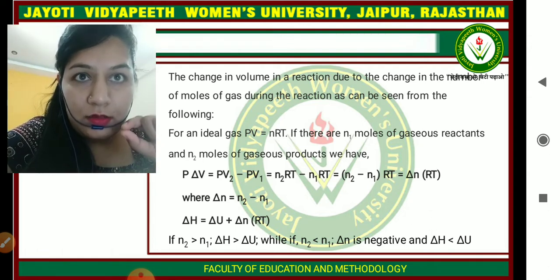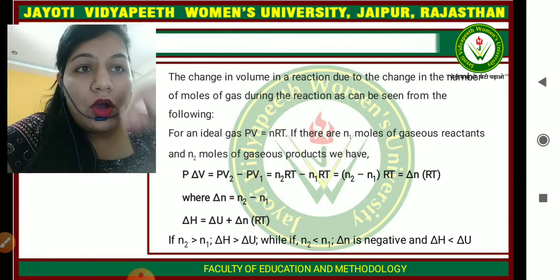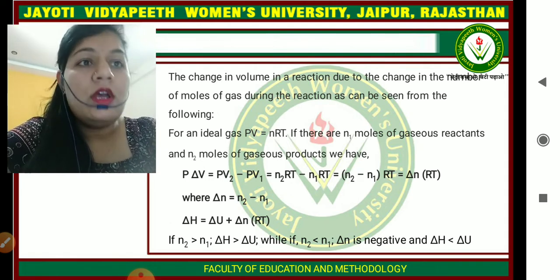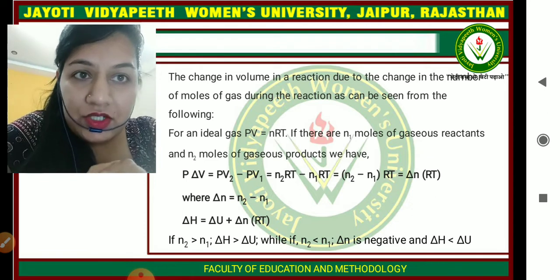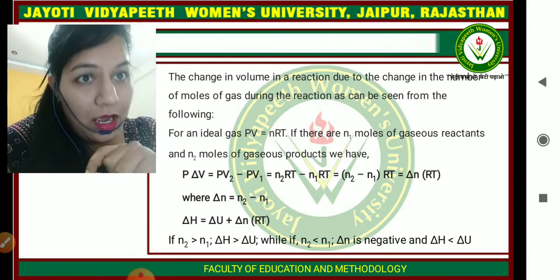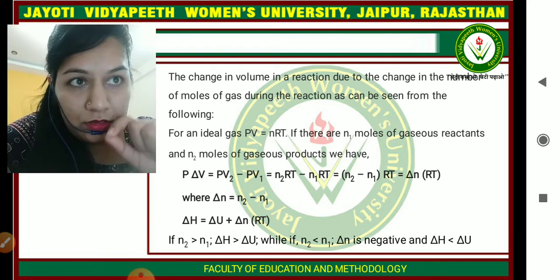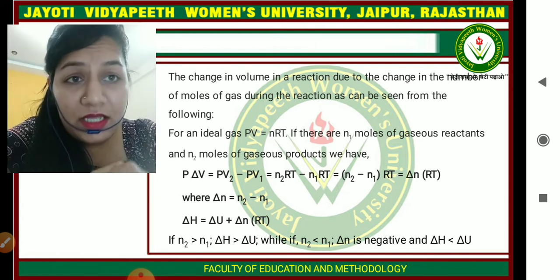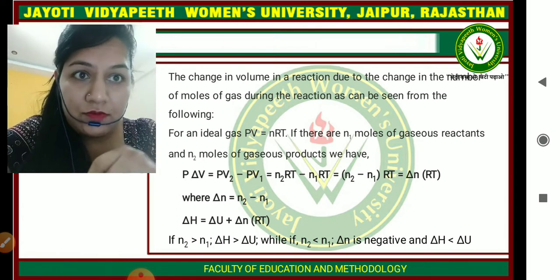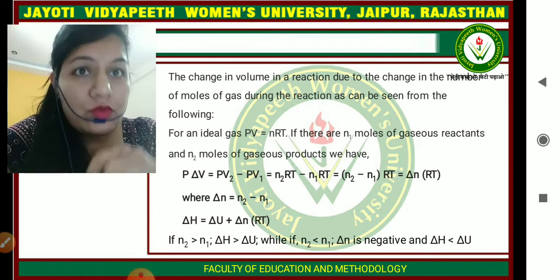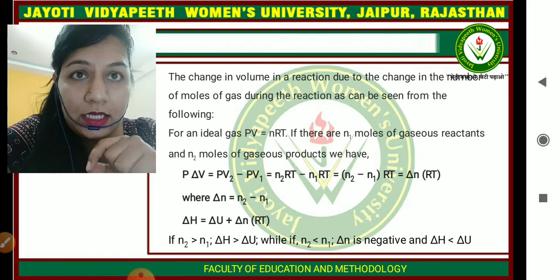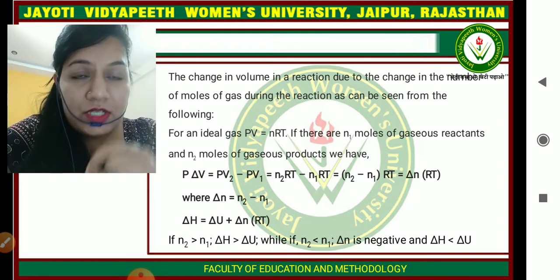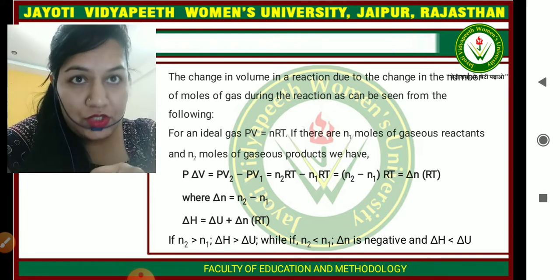N2 and N1 are the moles of gases, and we can also write it as N2 minus N1 times RT, where RT is constant. So finally we get the relation del H is equal to del U plus del N RT. Del N is the change in moles of gases. If N2 is much larger than N1, then del H is larger than del U. While if N2 is less than N1, then del N is negative, so the change in enthalpy is less than the change in internal energy.